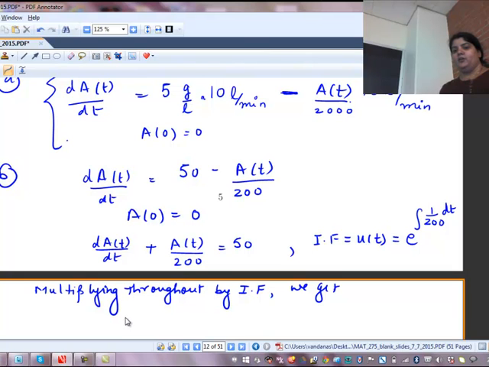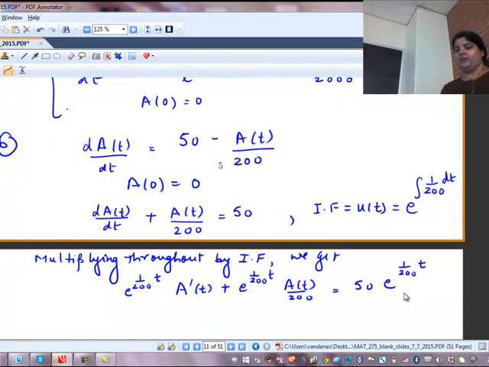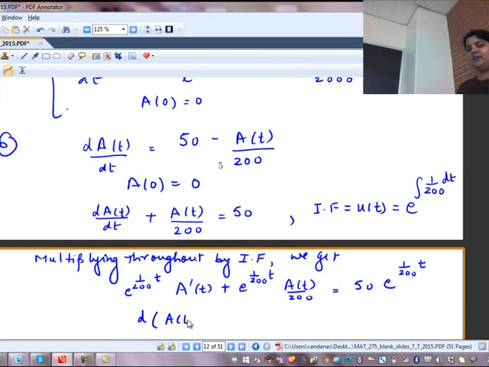We will get here e to the power 1 over 200 t times A prime of t plus e to the power 1 over 200 t times A over 200 is equal to 5 times e to the power 1 over 200 t, or t over 200, I can write it down. At any rate, the left hand side is nothing but the derivative of A times e to the power t over 200, and the right hand side you have 5 e to the power t over 200.